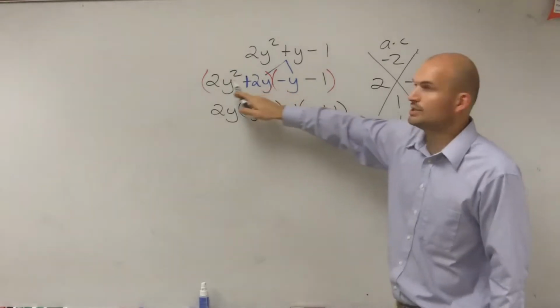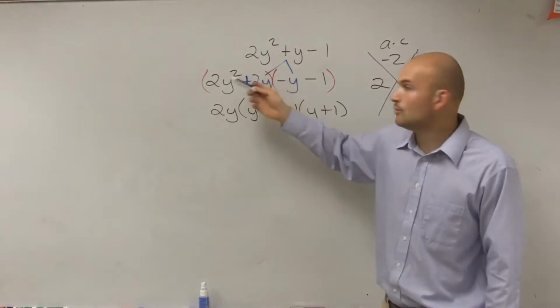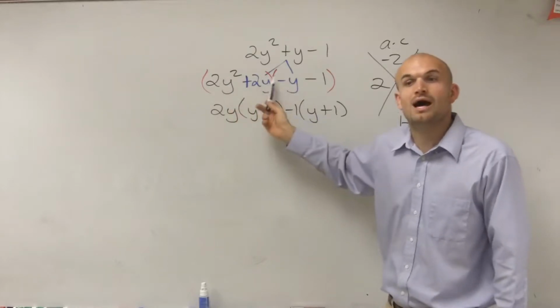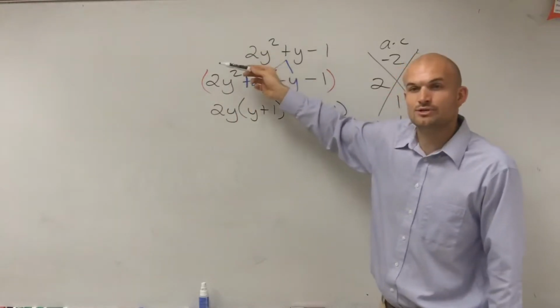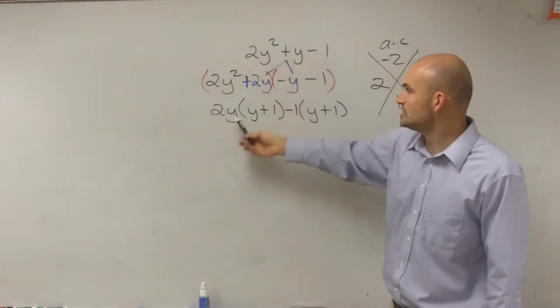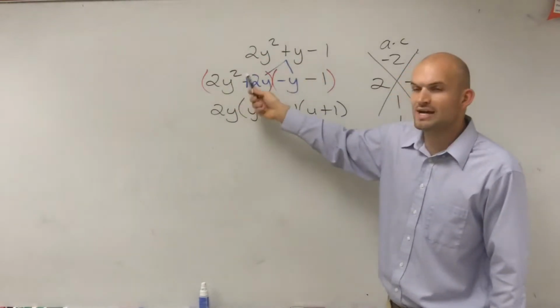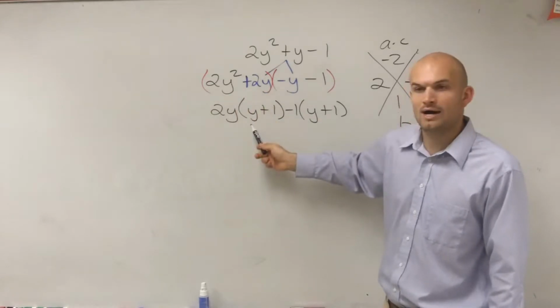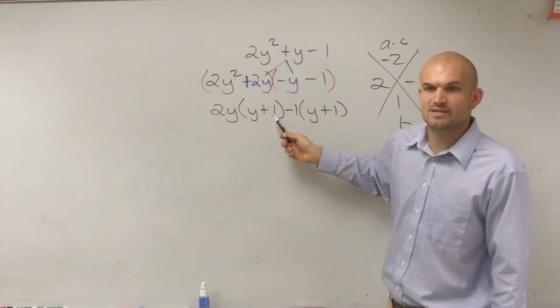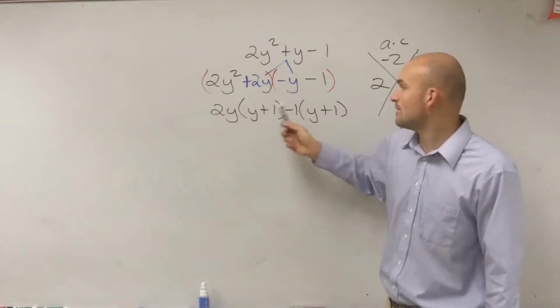Well, remember, when we look at this, what is the GCF? What divides into both of these? 2, and y divide into both of them. So remember, what do we do when we have the GCF? Divide both terms by your GCF. Your GCF is 2y. What's 2y squared divided by 2y? Y. What's 2y divided by 2y? 1. Does that make sense?